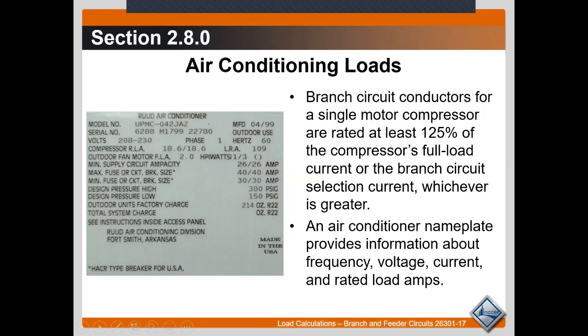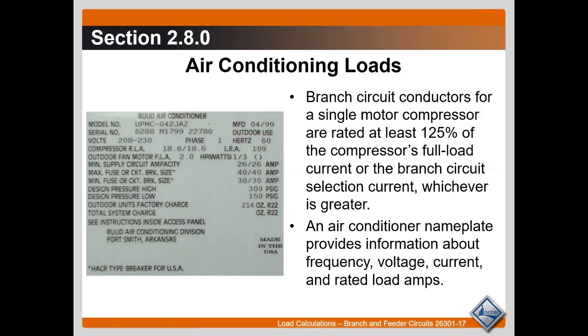This is the nameplate rating for an air conditioner. One thing I want us to look at right here is it's telling us what our voltage is. It can be 208 to 230, single phase, 60 hertz. My compressor run load amps is telling me that it's 18.6. One-third horsepower. Your maximum fuse, this is key, 40 amp breaker. So what size breaker do you think I'm going to put on there? 40 amp breaker. It just told me exactly what size breaker to put on there.